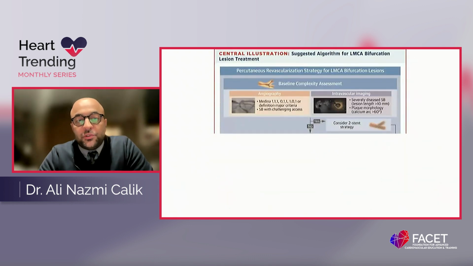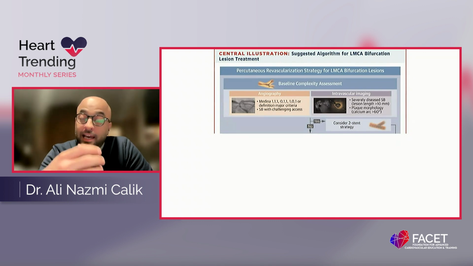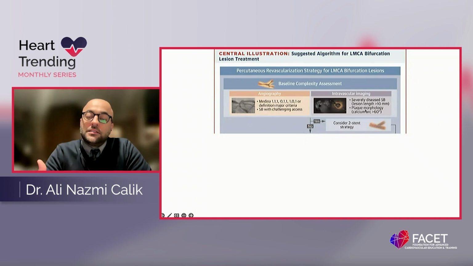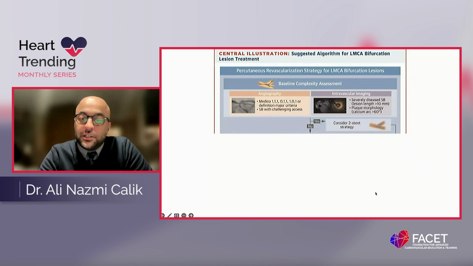And this is another beautiful central illustration, a review by Valeria Paradies and friends and colleagues. As you can see, this is a summary of what I mentioned in my previous slide. If there is a high risk of the side branch loss in the bifurcation PCI, which means there is a critical lesion in the side branch proximal, let's say longer than 10 millimeters, and in the intravascular imaging, if the plaque morphology contains calcium arc more than 60 degrees, we can consider two-stent strategy.